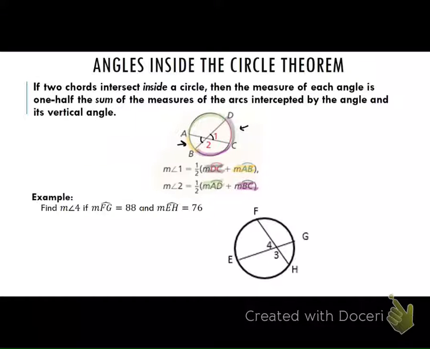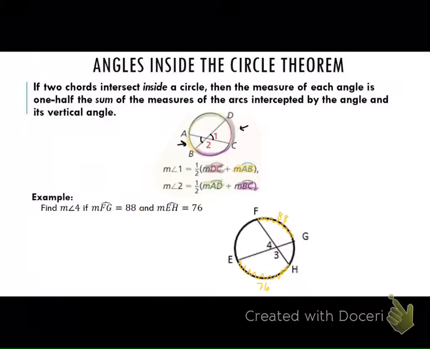So let's try to find the measure of angle 4 if FG is 88 and EH is 76. Do we know the arcs that angle 4 is even intercepting? No, but can we find the measure of angle 3? What is formed by angle 3 and angle 4? What do we call that? A linear pair. Good, close enough.